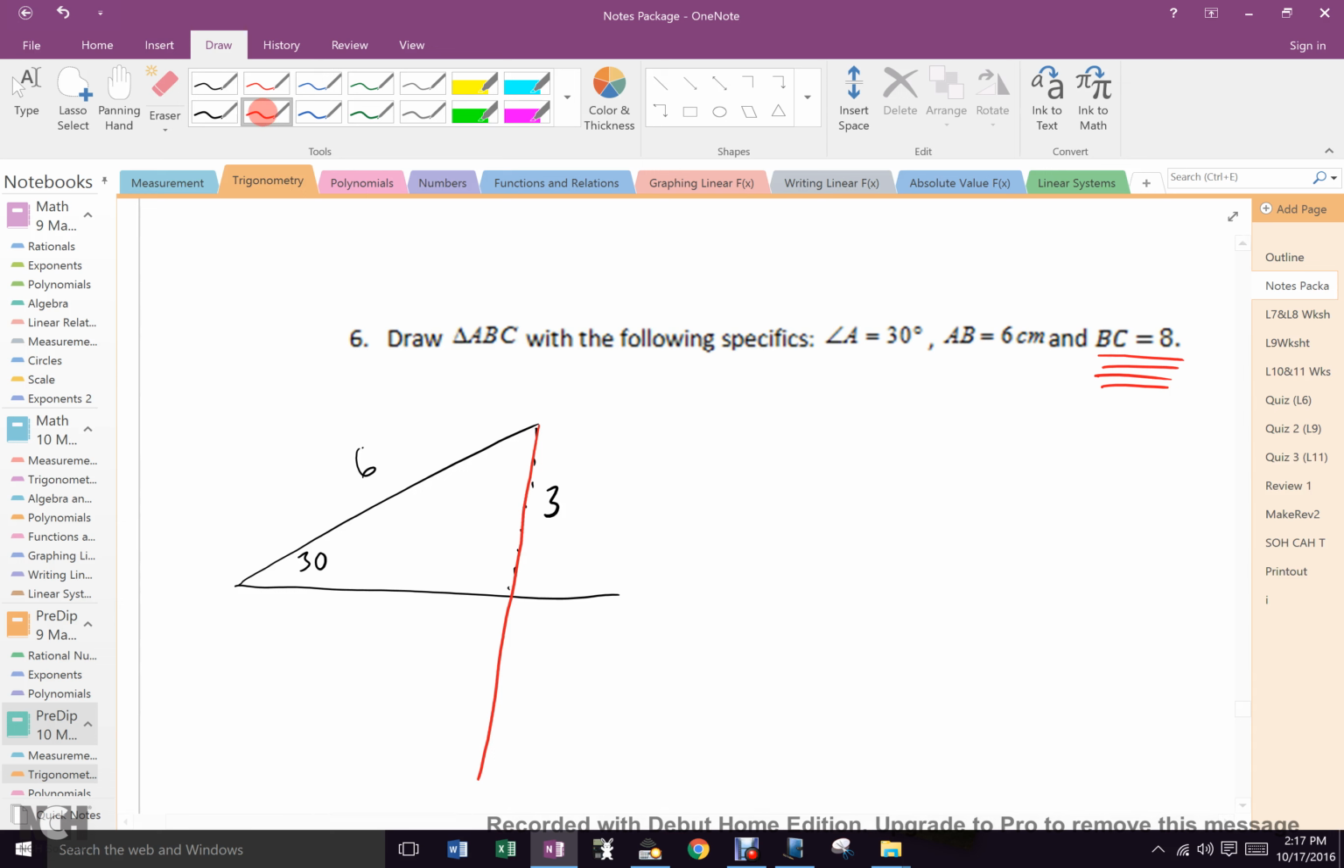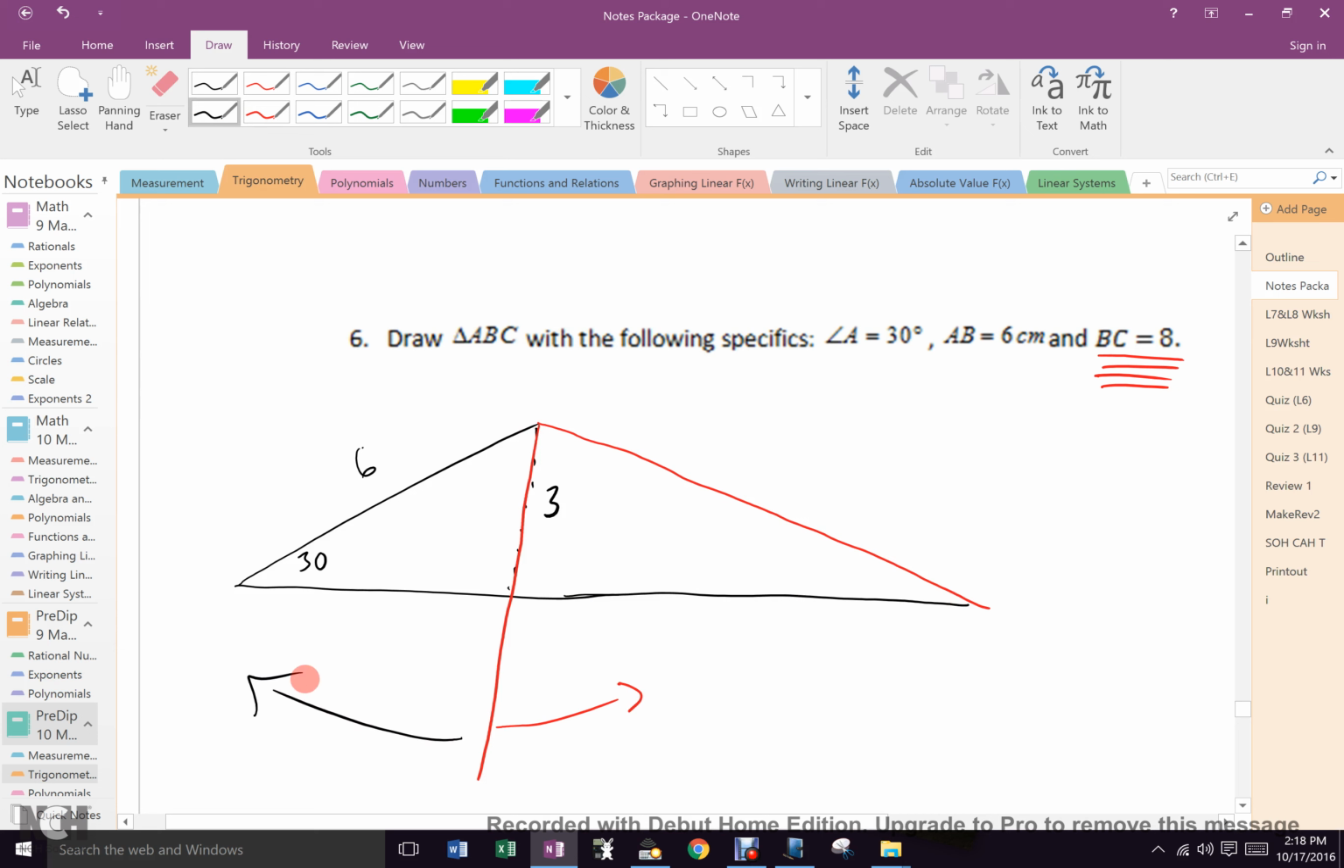Right? Now, can I make it a triangle? Yes. How? If I swing it this way, will it make a triangle? Yes. It can go out here and make this. Is that cool? Yes. What happens if I swing it this way? Will it work? Can I ever make a triangle? Why?